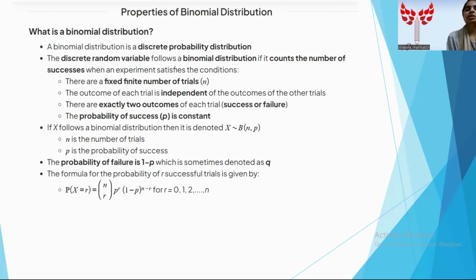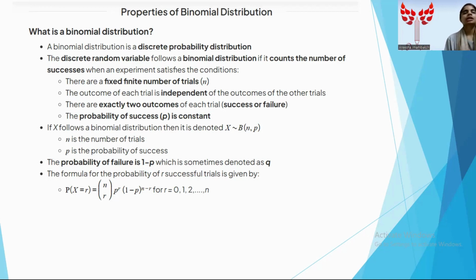Discrete random variables follow a binomial distribution in terms of counting the number of successes, that is, how many times you're getting the outcome you actually wanted. In order to be a part of binomial distribution, it has to satisfy the following conditions. There should be a fixed, finite number of trials, represented by n, and the outcome of each trial is independent of the outcome of the other trials.